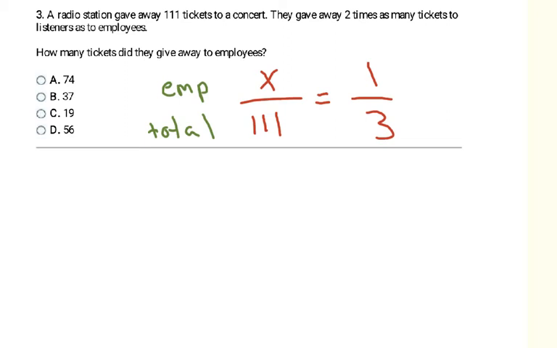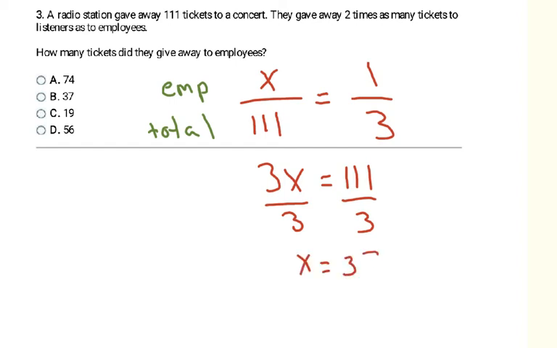So I'm just going to cross multiply. X times 3 is 3x. 111 times 1 is 111. And then I just divide both sides by 3. And x equals 37 tickets, which is answer letter B.